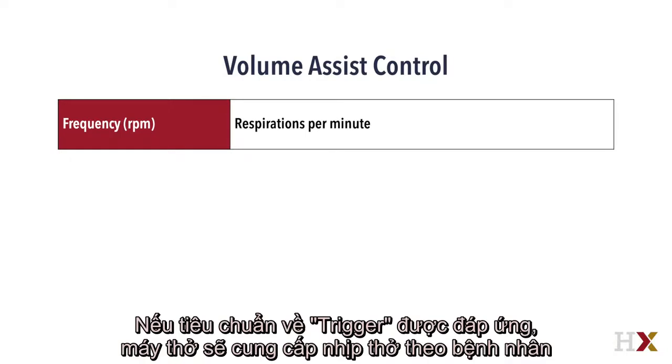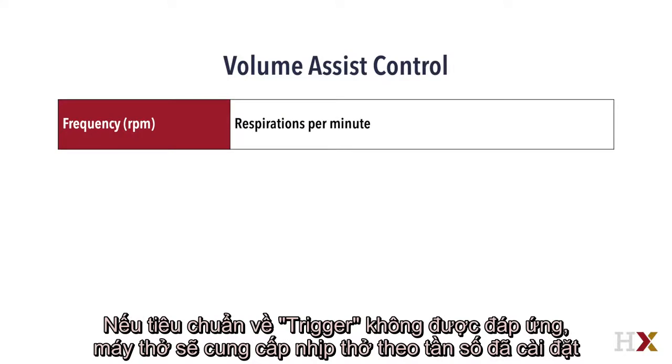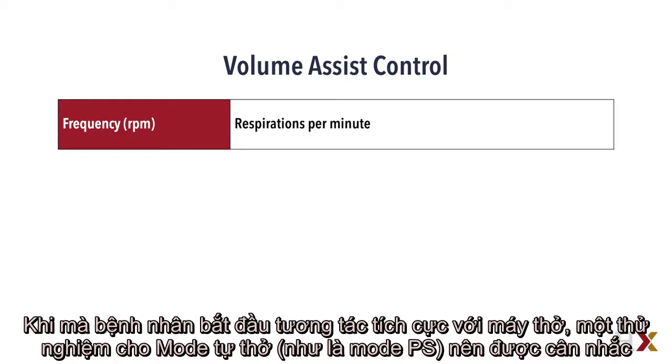If the trigger sensitivity criteria is met, the ventilator will deliver a breath to the patient. If there is no trigger criteria being met, the ventilator will deliver a breath at the set frequency. When patients begin to actively interact with the ventilator, a trial of a spontaneous mode such as pressure support should be considered.